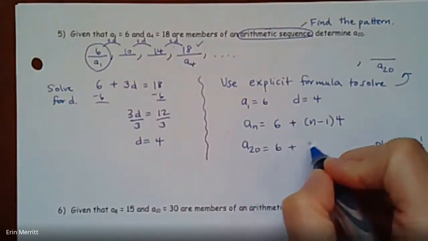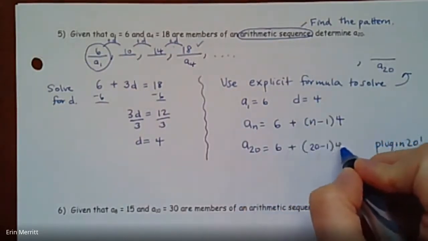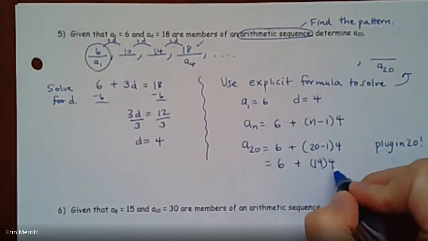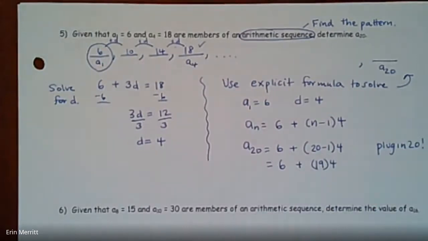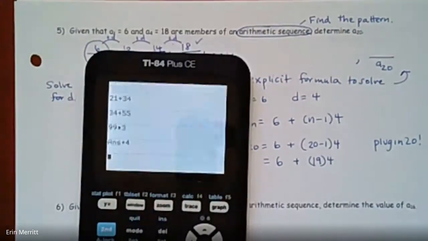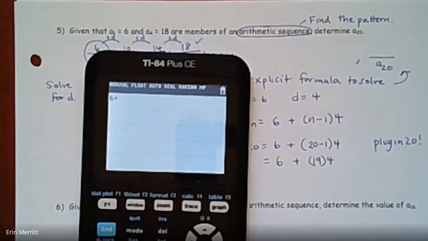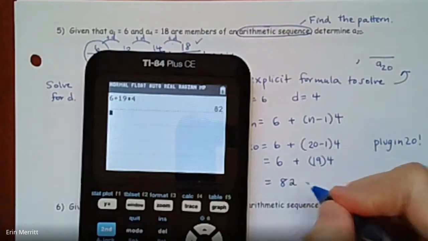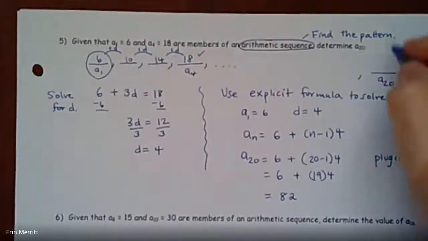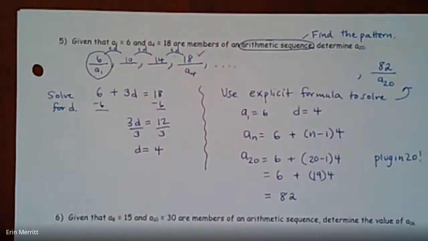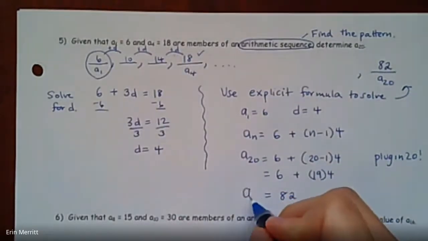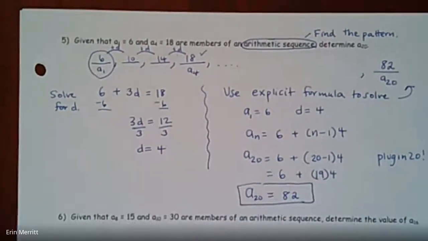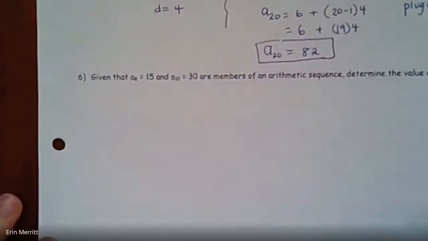So take 6, plug in 20 here, and then times 4. So it really means you're taking 6 and adding on 19 4s to it. So if you grab your calculator, or you can mental math it if you're feeling it, we would just do 6 plus 19 times 4, and our 20th term then should be 82. So way down here on the list, that should be 82 right there. Ta-da!